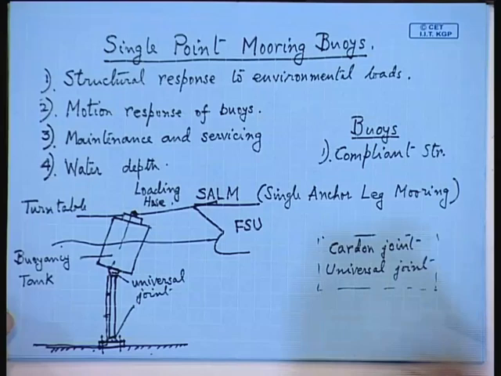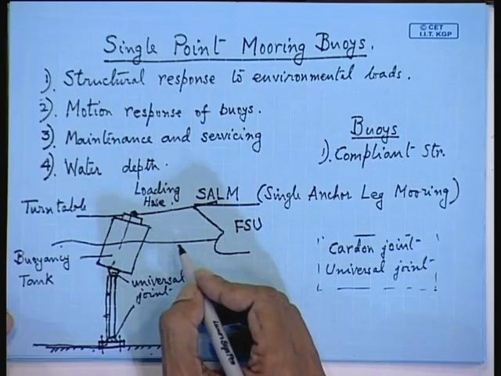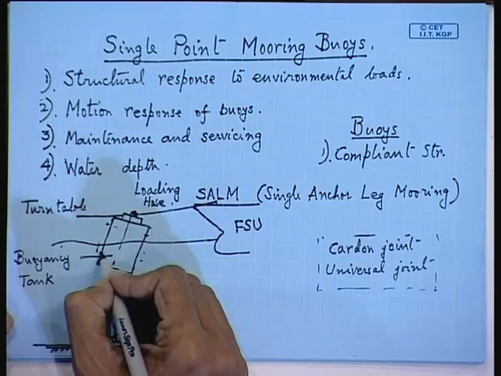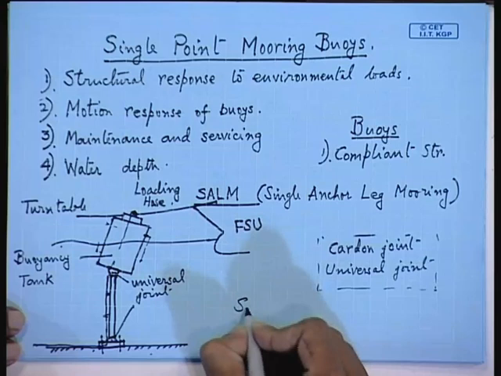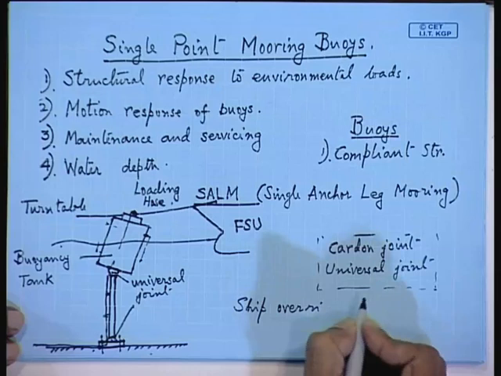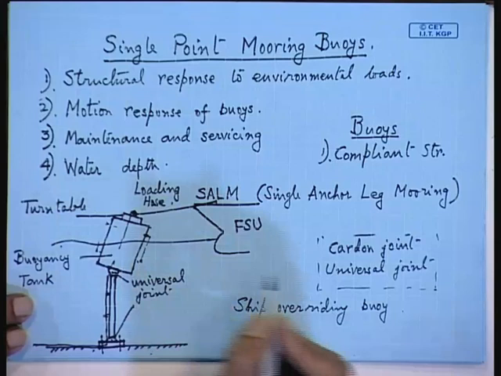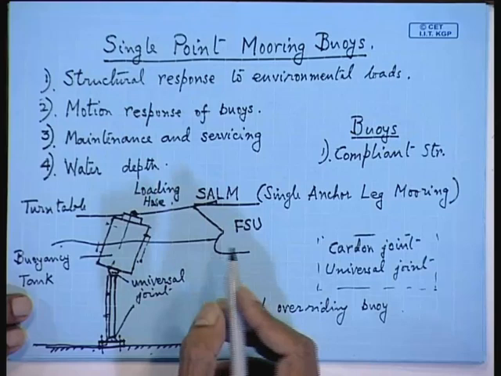Now what happens in unfavorable weather, this tanker will come and bang against the buoy. You can see this part is very vulnerable. Although the fendering is there, there is a likely chance of what is called ship overriding buoy. Although the tanker is anchored, in storm conditions this may happen. The ship is going to come and crash against the buoy. Now in that event, this joint is going to be damaged.